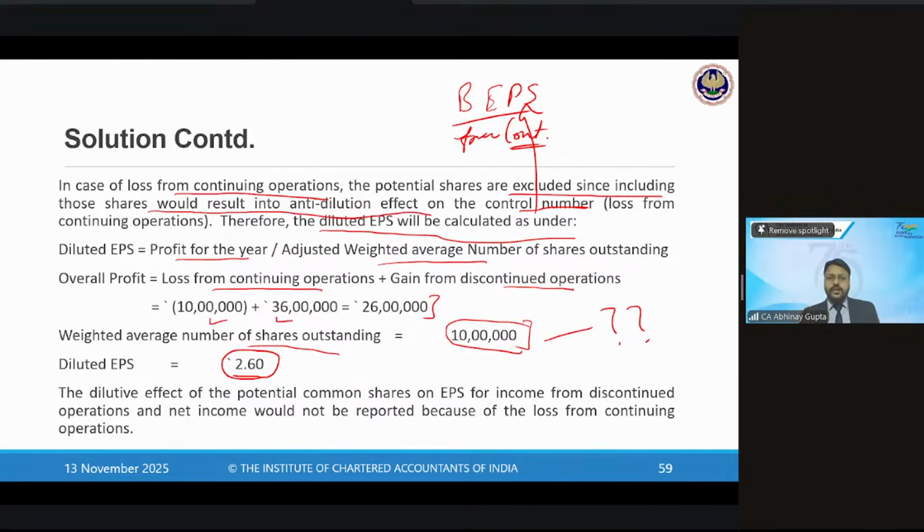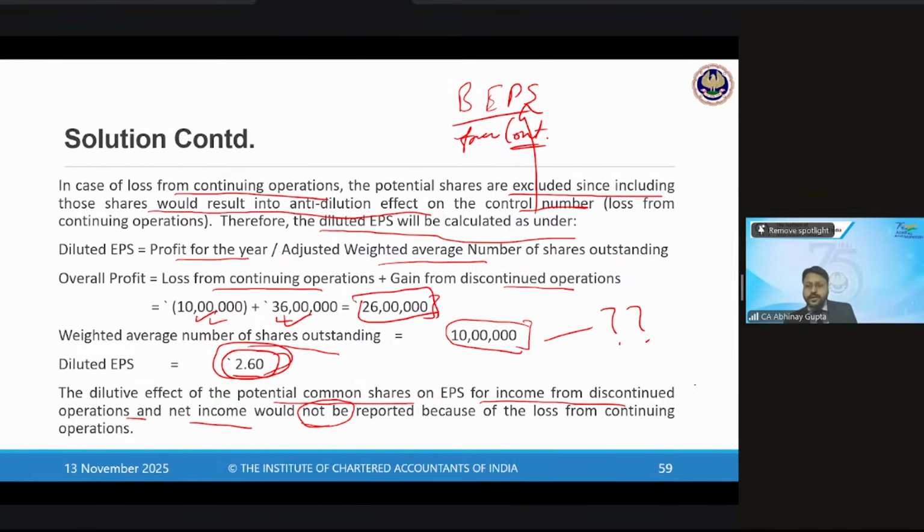So what I'm doing, my 10 lakh loss divided by 36 lakh discontinued profit, add the total P&L picture 26 lakhs. So 26 lakhs divided by 10 lakhs, 2.6 would be my diluted earning per share. The dilutive effect of the potential common shares on the EPS for income from discontinued operations and net income would not be reported because of the loss from continuing operations.